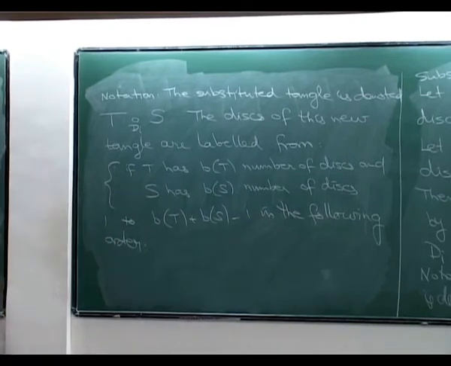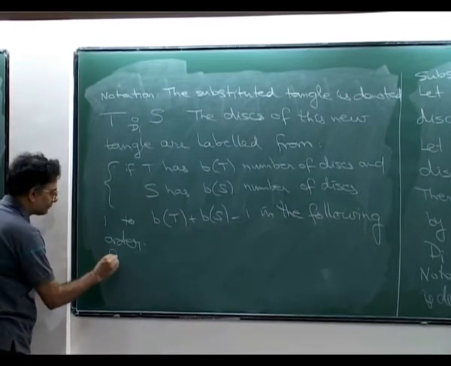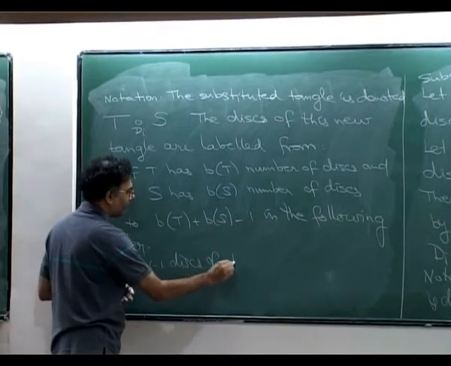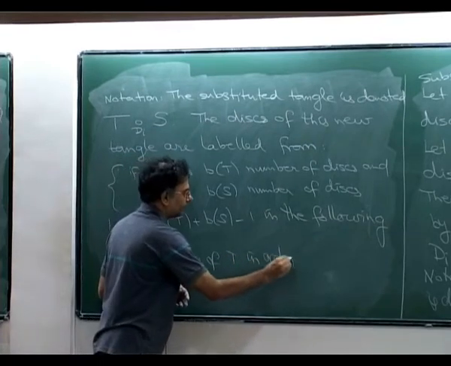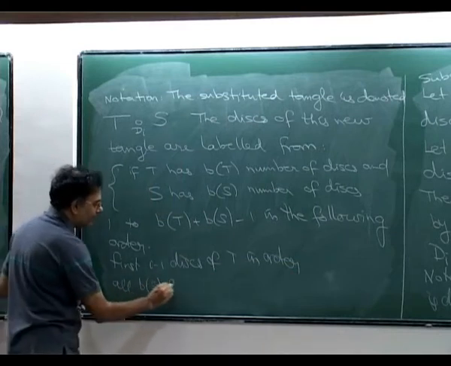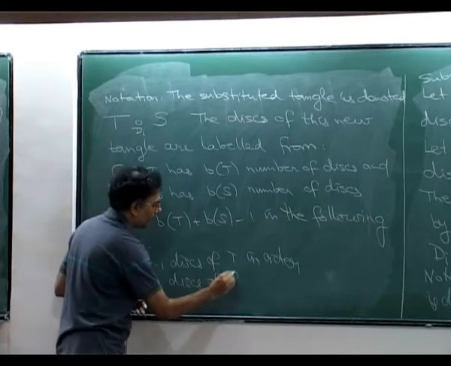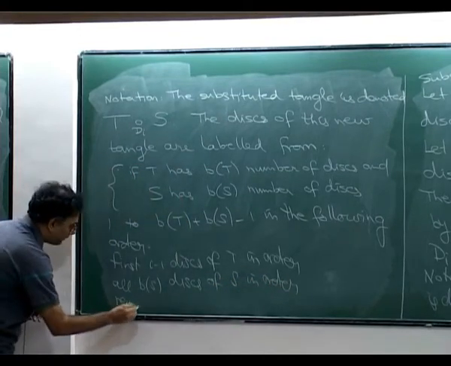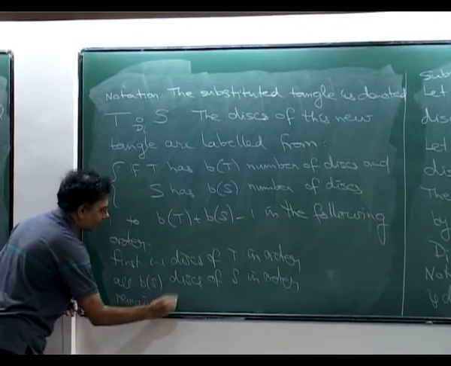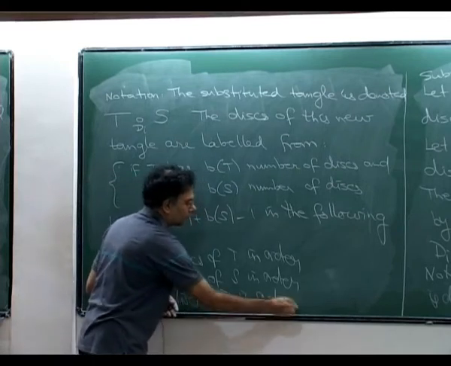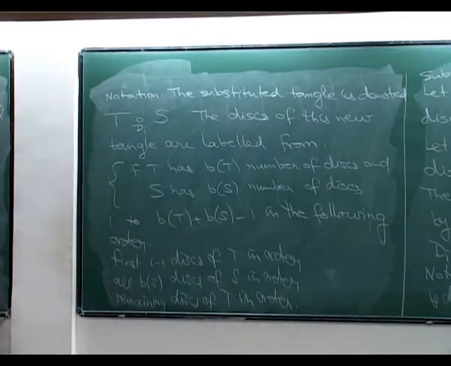And that's the order that I just said. So first, I minus 1 disks of T in order, all B of S disks of S in order, and remaining disks of T in order. This is the numbering of the final tangle, numbering of disks of the final tangle.